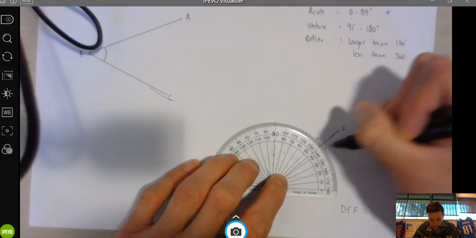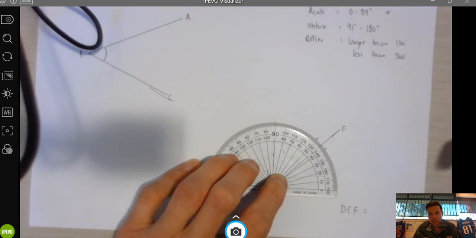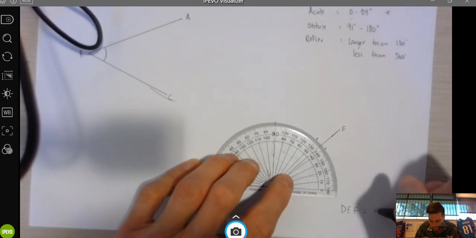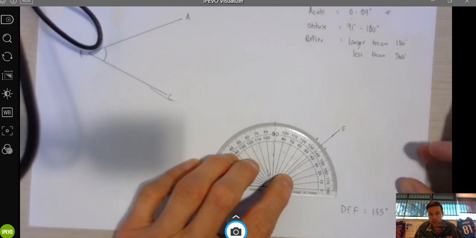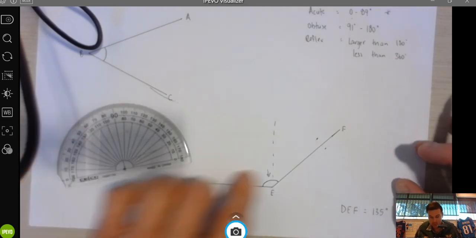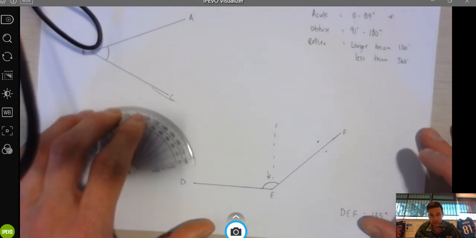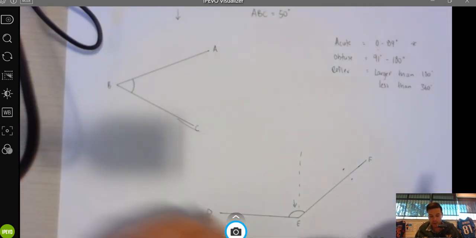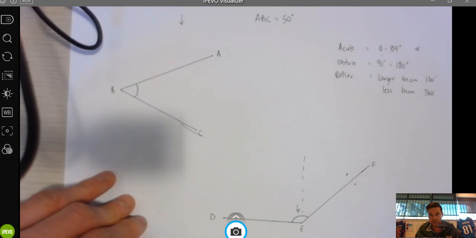Halfway between 130 and 140. So if it's halfway between that, we would roughly say that would be 135 degrees. Okay, so remembering that an obtuse angle is bigger than that. Okay, cool. So that's our first two angles, an acute and a reflex.